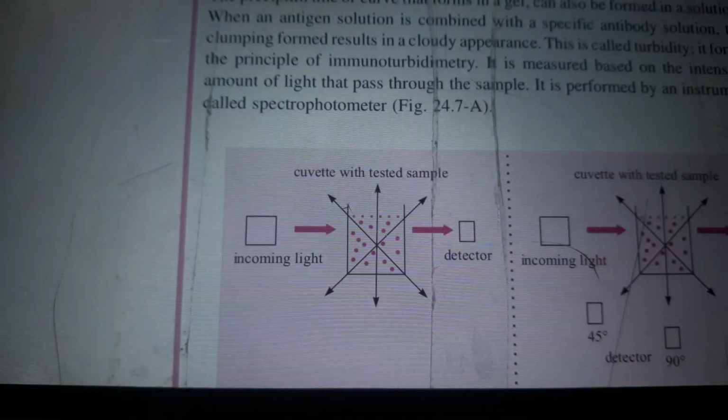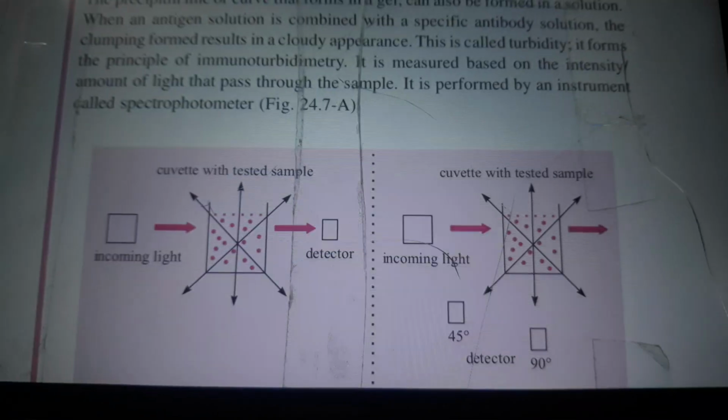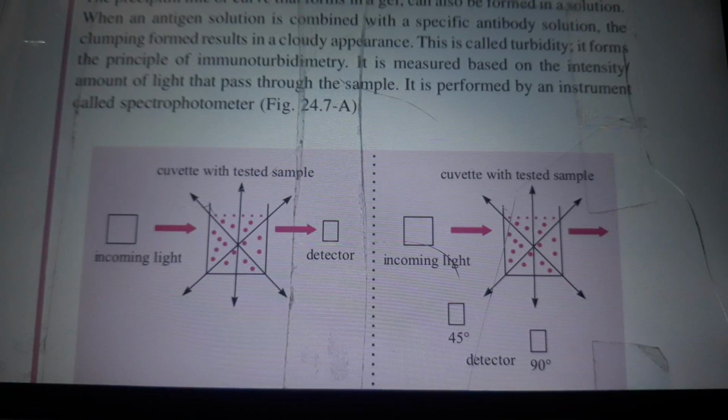And here, immunoturbidimetry. The precipitation line or curve that forms in a gel can also be formed in a solution, when an antigen solution is combined with a specific antibody solution. The clumping formed results in a cloudy appearance. This is called turbidity. It forms the principle of immunoturbidimetry.